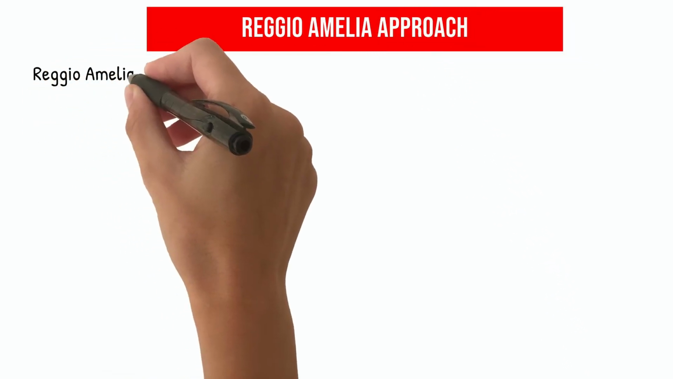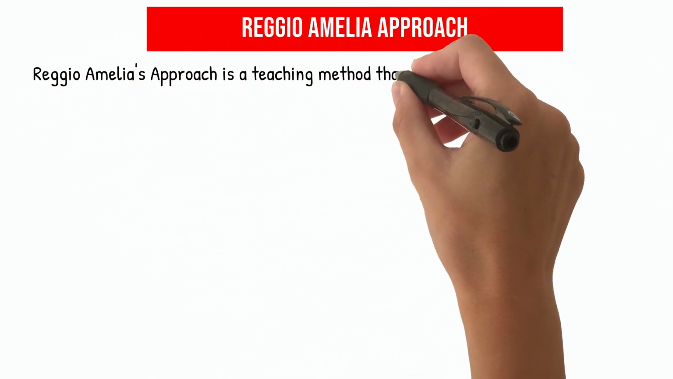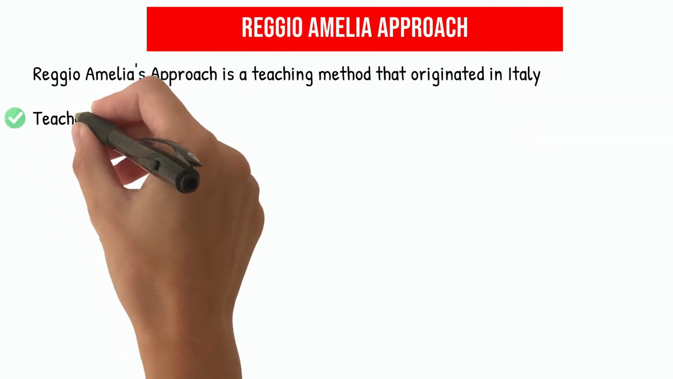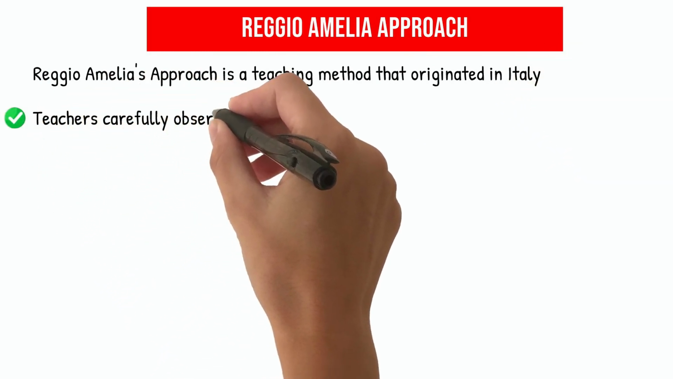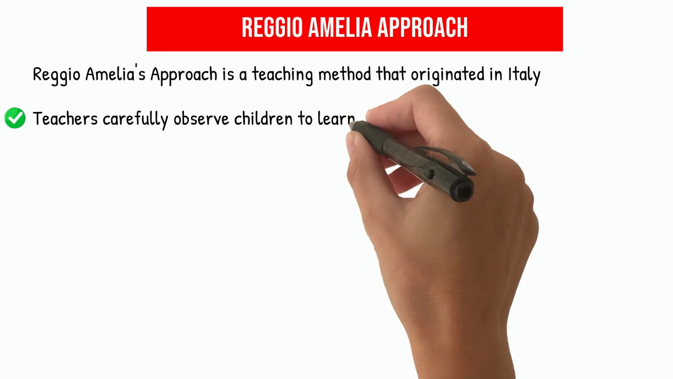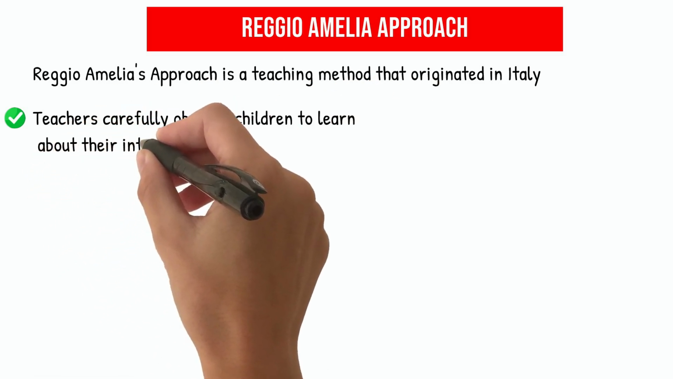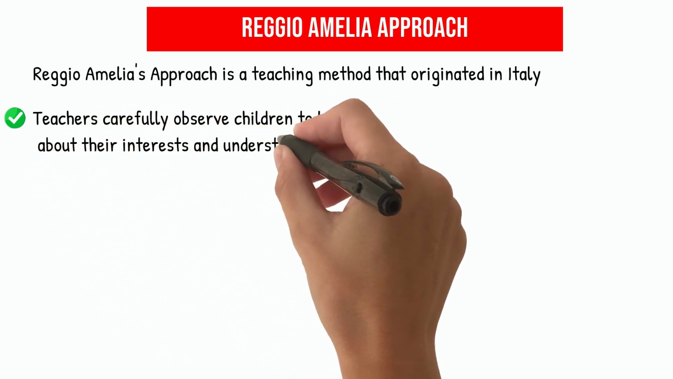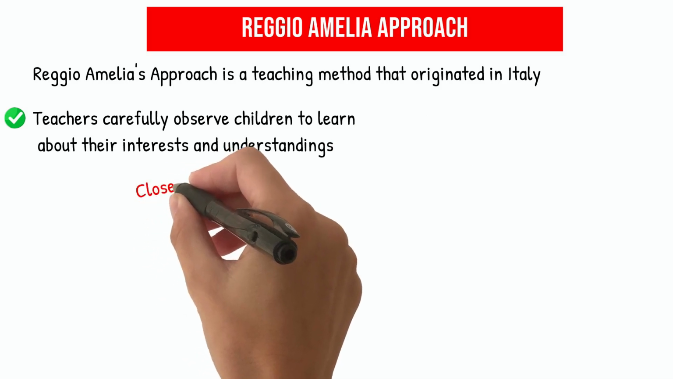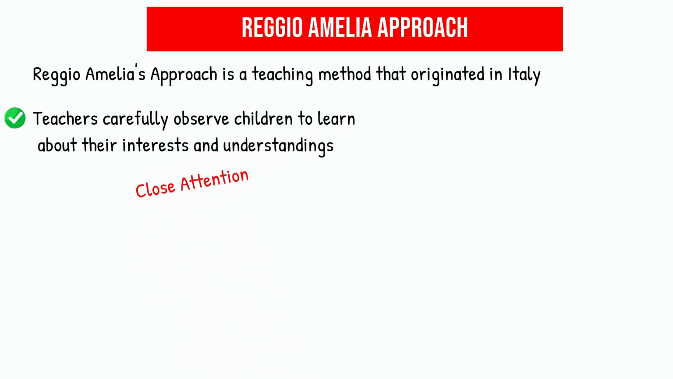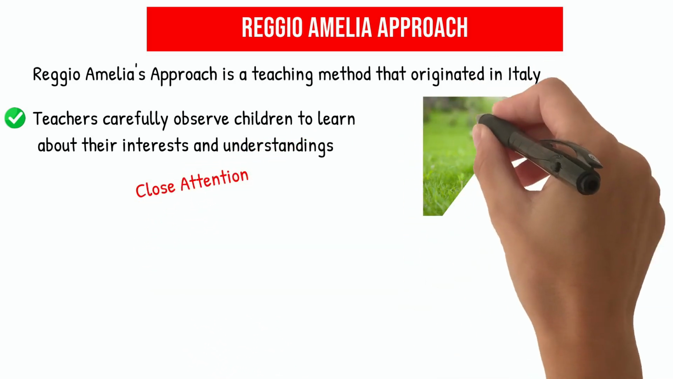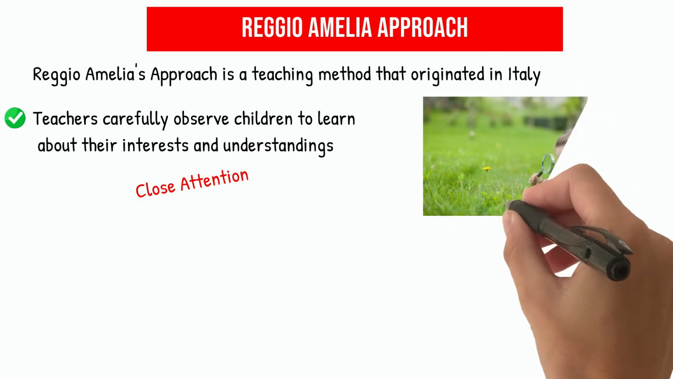Reggio Emilia approach. Reggio Emilia's approach is a teaching method that originated in Italy. This approach is based on several key characteristics. 1. Firstly, teachers carefully observe children to learn about their interests and understandings. This means that teachers pay close attention to what children are curious about and try to create opportunities for them to explore these interests further.